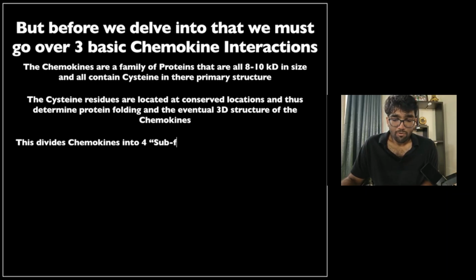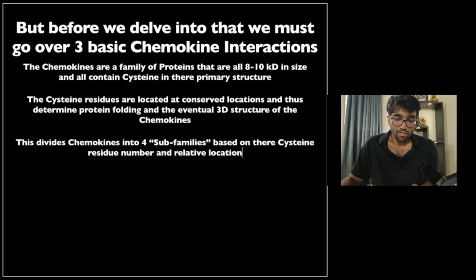Now, this divides chemokines into 4 basic subfamilies based on the number of cysteine residues and their relative location within the primary structure of the chemokine. These are CXC, CC, CX3C, and C families. Basically, the X stands for an amino acid other than cysteine.